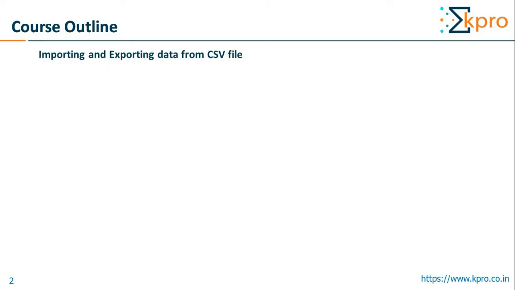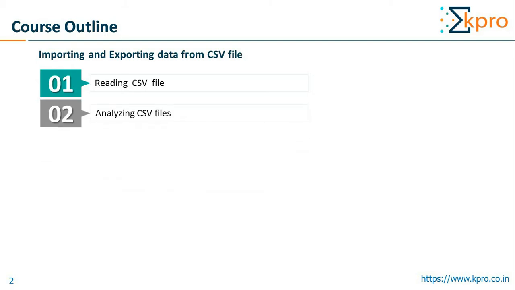In this session, we'll learn about how to read a CSV file. Then we'll learn how to analyze the CSV file. In analyzing, we'll learn how to get the number of rows and columns present in a CSV file. And then we'll learn how to get the maximum salary of an employee and get the details of the employee having the maximum salary. And at the end, we'll learn about how to write into a CSV file.